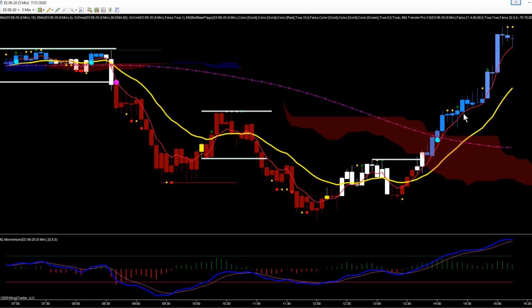and then broke above this previous pivot right here to the upside. And again, you could see just nothing but up right into the close. No reason to get out of this whatsoever. Right into the close. I mean, we never even got a close under the 5 EMA on the 5-minute chart. So this was just a steady climb to the upside right into the close.